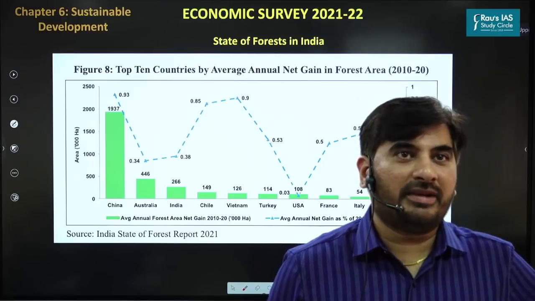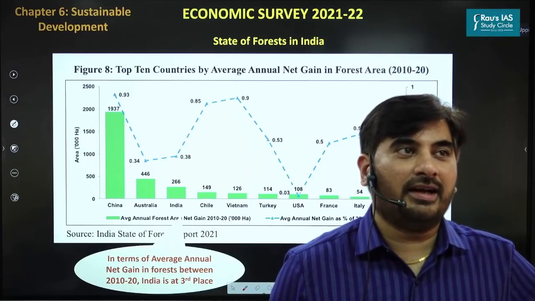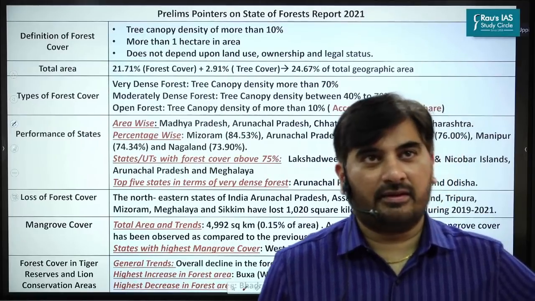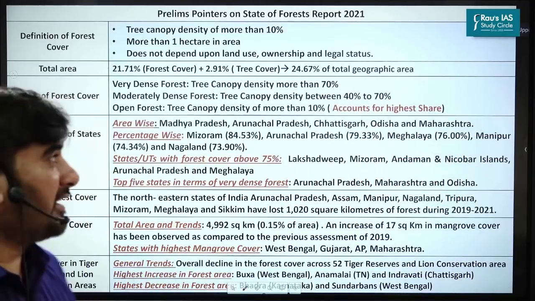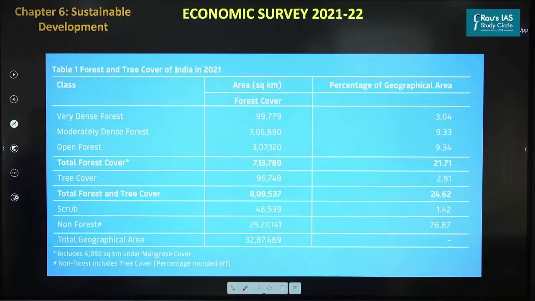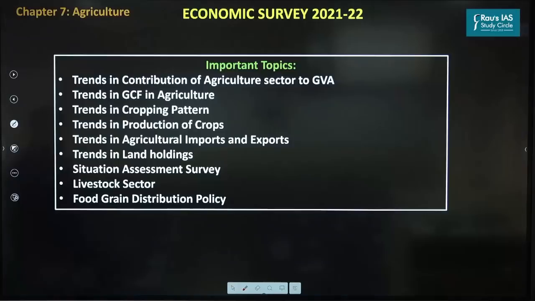And if you look at the top 10 countries which have registered the highest annual increase, it is China, Australia, and India. So all of these factual things you need to understand from the perspective of prelims. For example, this is the State of Forest Report 2021. All of these things I've incorporated. India's international efforts for climate change have been incorporated.